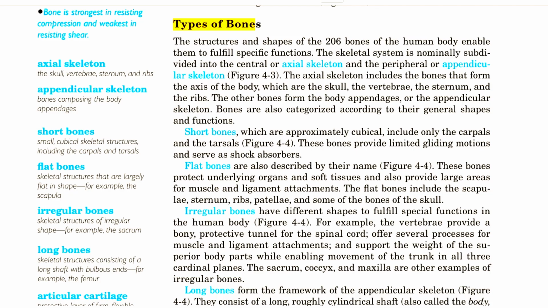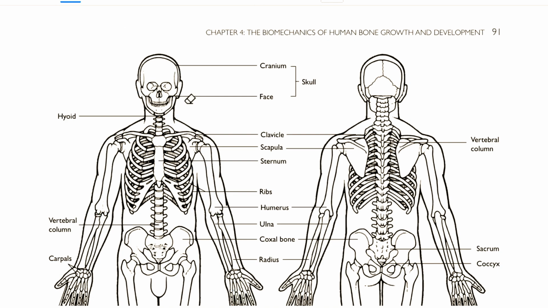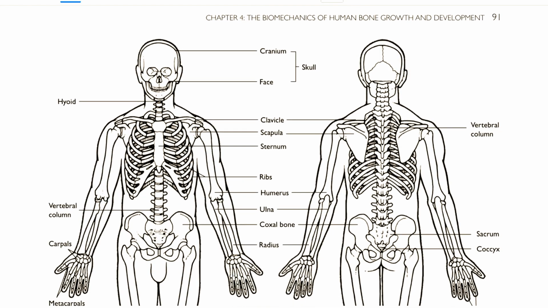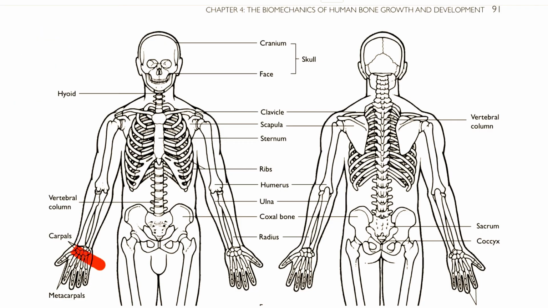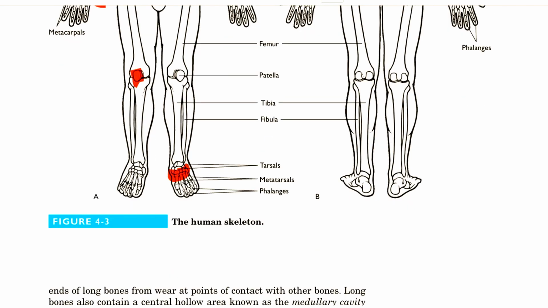Now, what are the bones that are included? As we have discussed, the bones present in the short bones category are the carpal bones, present in your wrist, and the tarsal bones. Not the patella, only the tarsal and carpal bones are the short bones.